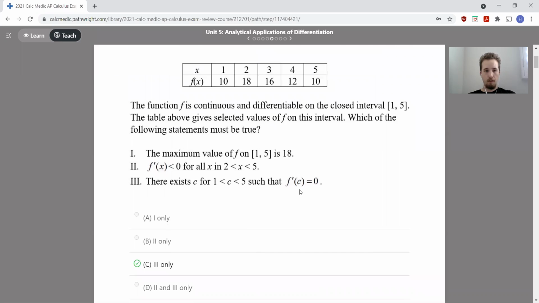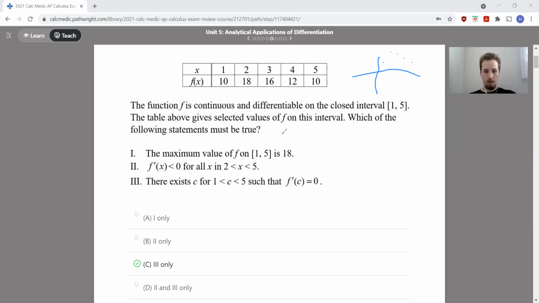So, we have our first question where we're given f of x, select values of f of x. We don't know how it goes through those points, but we know that it must pass through these 5 points.